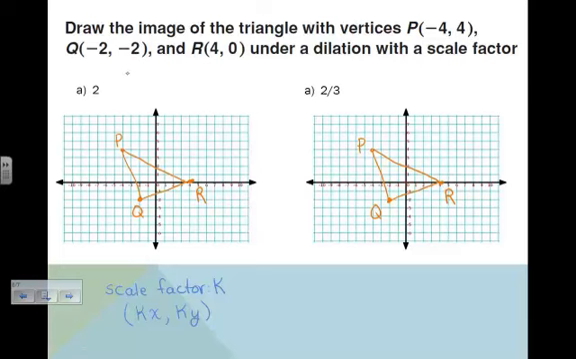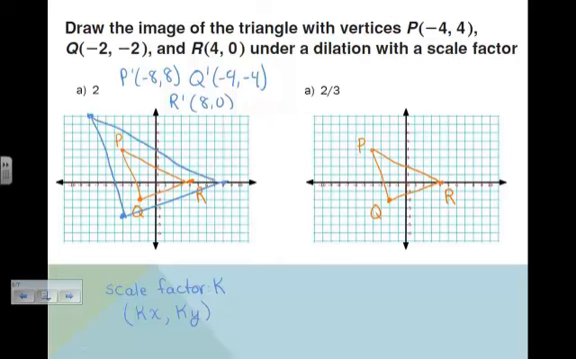So our new points here are just going to be P prime is going to be (-8, 8). Let's plot that. Our Q prime is going to be (-4, -4). Let's plot that. And our R prime is going to be (8, 0). So there's my new figure under a dilation by a factor of 2.